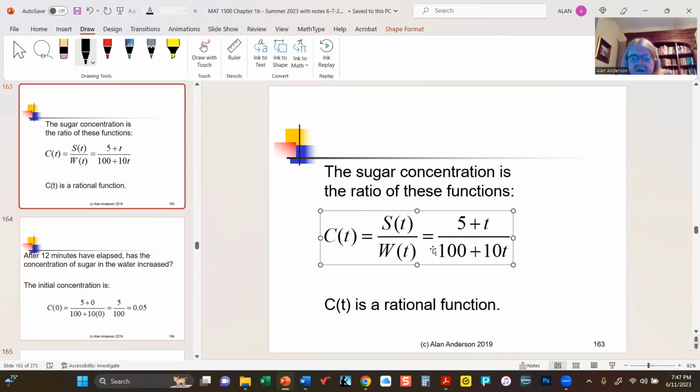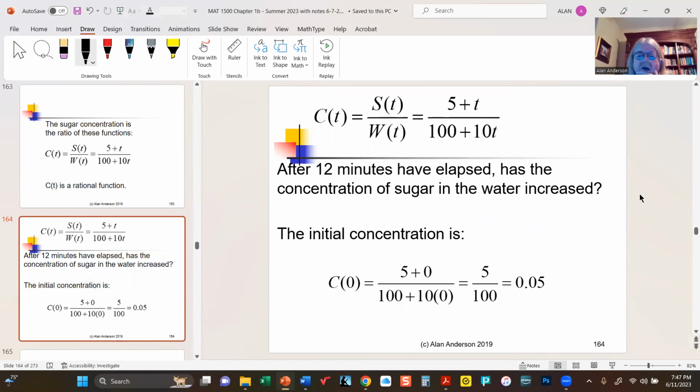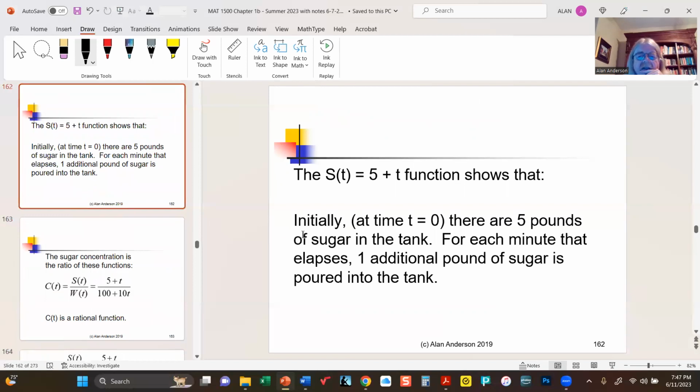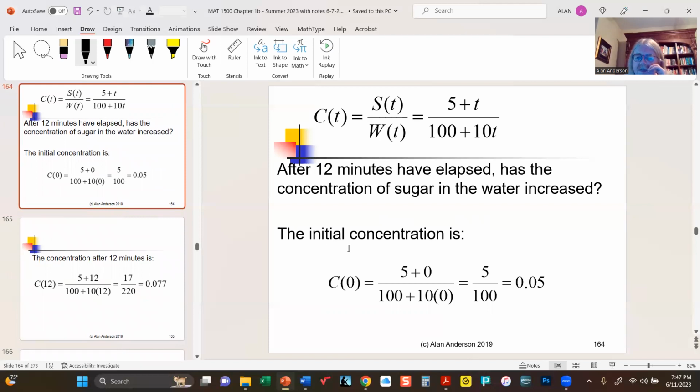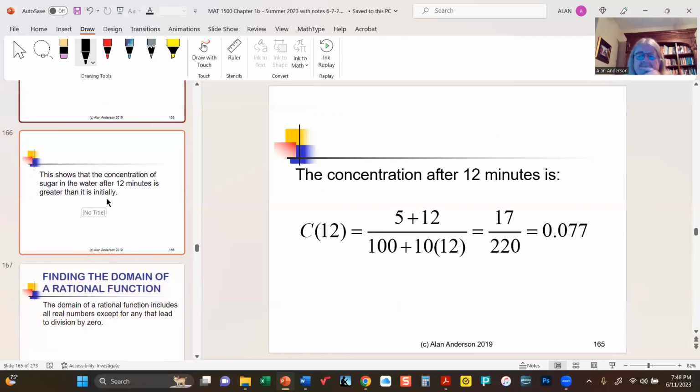Okay. So let me just copy this onto the next slide so we can remind ourselves what this function looks like. So initially, at time zero, that is, we put 0 for all the t's, and we end up with 5%. So in other words, initially when we started, we had, remember, 5 pounds of sugar and 100 gallons of water. So we had a 5% concentration. After 12 minutes, what level have we reached? Well, it's a simple matter of plugging in 12 for T. Turns out that the concentration ratio has gone from 5% up to 7.7%. So if you can imagine, if that's what we're aiming for, that tells us that we need to keep pouring sugar and water into the tank for 12 minutes before we reach our target.